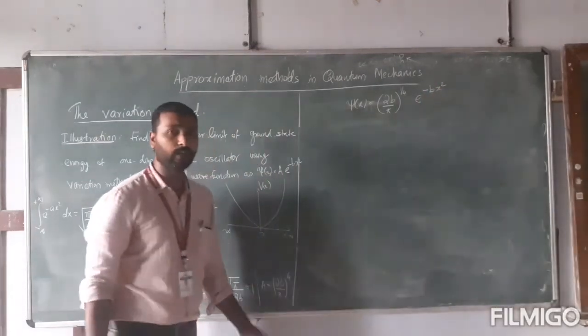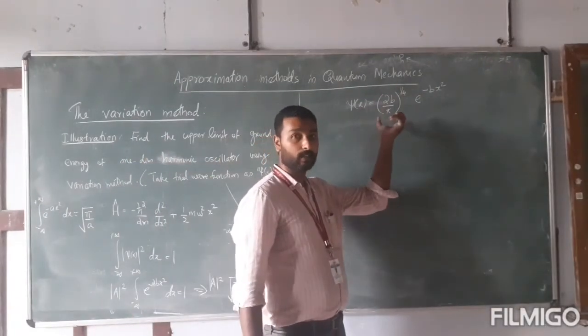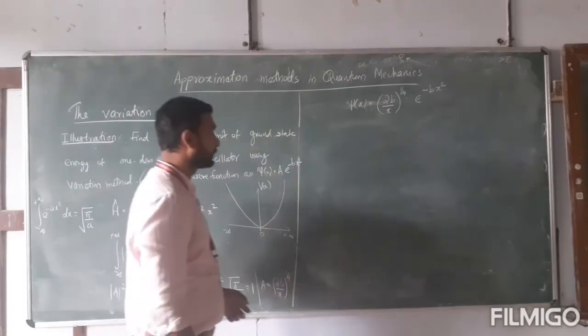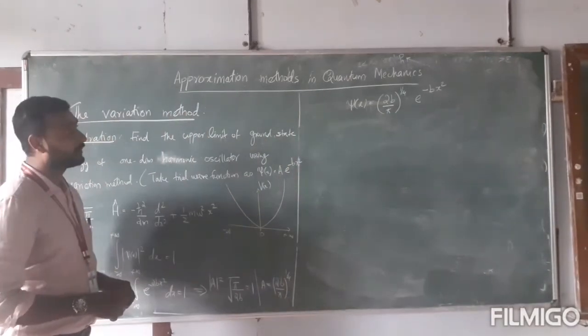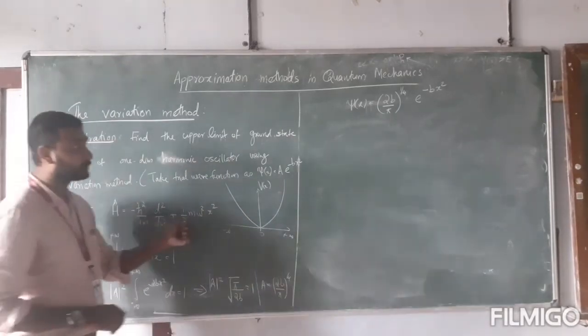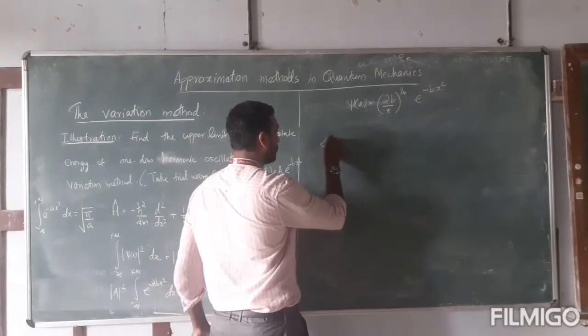So therefore, we have only one parameter now. The parameter is b. There is no a. Okay, so a I have written in terms of b after normalizing the wave function. Okay, so next we can find the expression of Hamiltonian in terms of this wave function.